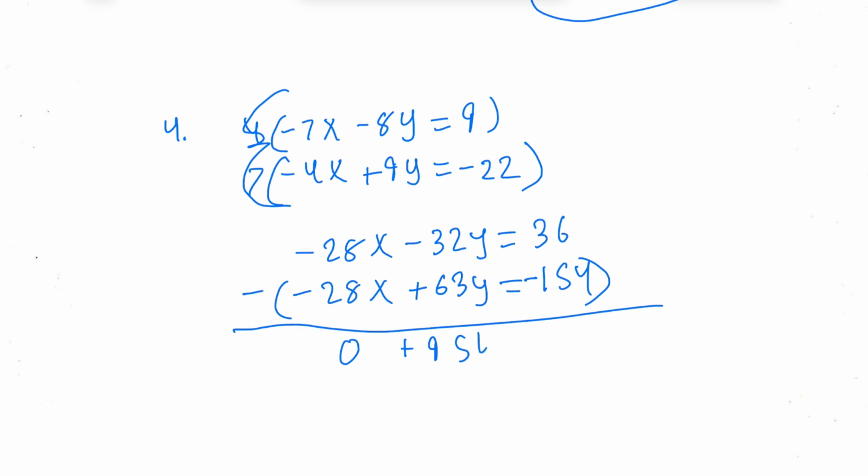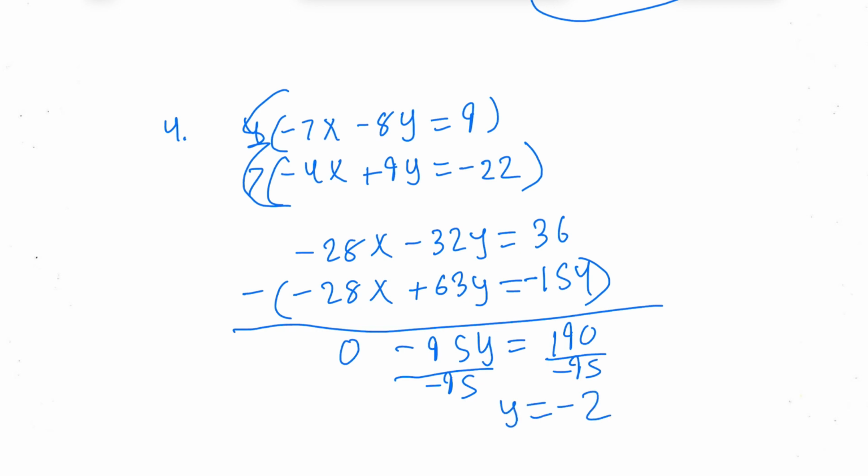But it's not going to be positive, my mistake. It's going to be negative. And then we have 36 plus 154, which is 190. So we can divide both sides by negative 95. And we'll get that y is equal to negative 2.